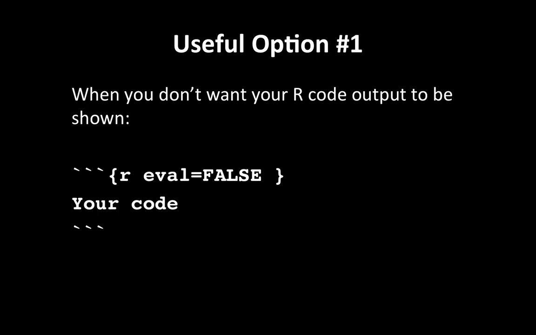So a couple of quick options that are useful. Sometimes we want to share our R code, but we don't want the results of it. In essence, we are telling it not to evaluate the R code. So you just say eval is equal to false within the curly braces, and just your R code will be shown.